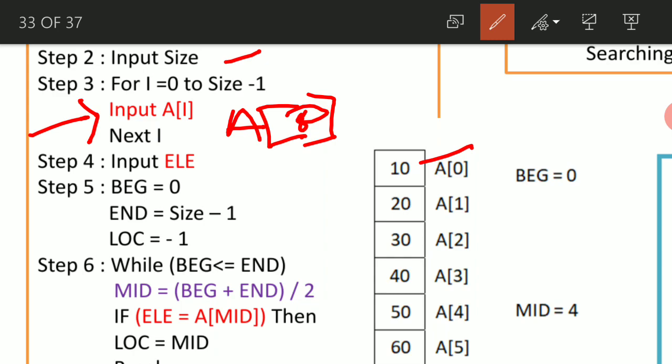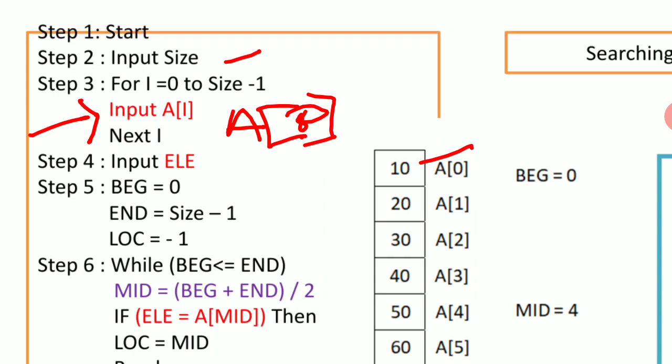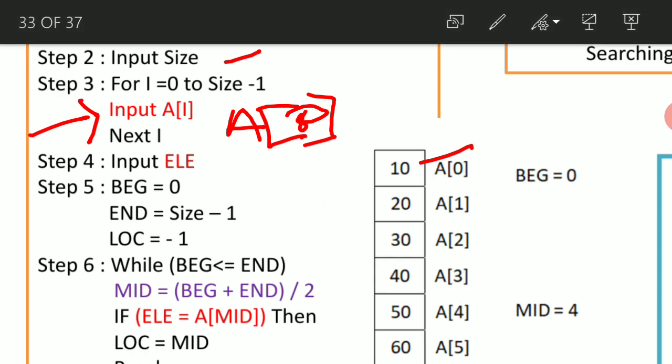Then the I value gets incremented, so next I becomes 1, then we are going to input 20, 30, 40, like that. It will go on incrementing up to the upper bound, and we are going to have 10 elements. The lower bound is going to be A of 0, and the upper bound is going to be A of 9. Fine. And we will see in step 4, input element.